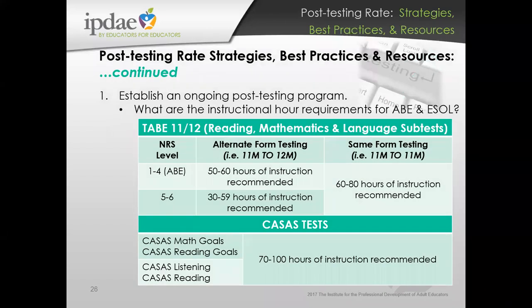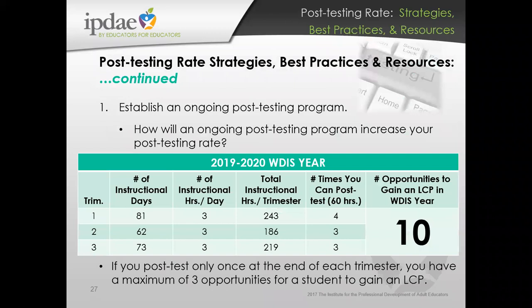First of all, establish an ongoing post-testing program. Consider the minimum number of instructional hours required for a student to be eligible for post-testing. Be sure that you adhere to the test publisher's recommendation as well as your district's testing policy guidelines. This is very important. Now let's explore how having an ongoing testing program increases the number of opportunities that each student will have toward gaining an LCP within the WITIS year.